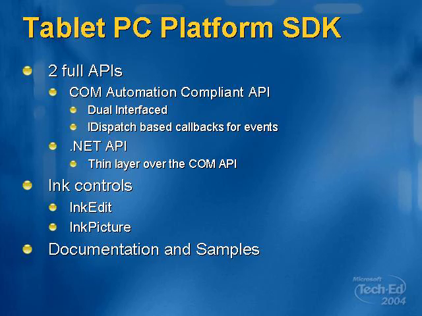Within the tablet platform SDK itself, we have two full APIs that are roughly equivalent. We have a COM API, automation compliant, so VB6 developers and C++ developers can write to that API set. We also have a .NET API, a managed API for C# and VB.NET and other developers. It's basically a thin wrapper around the COM APIs, and they have just about one-to-one correspondence. We'll be working in C# today, showing code examples, but almost every technique applies equally for the COM APIs.